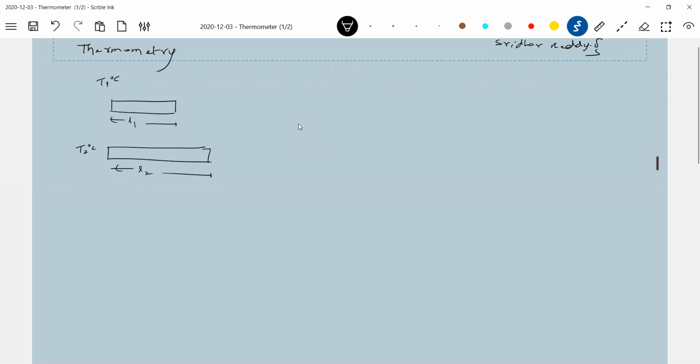And we know, what is the change in length? Is this change in length directly proportional to the temperature? Yes, it is. Delta L is equal to L1 alpha delta theta. Look at this delta L, directly proportional.